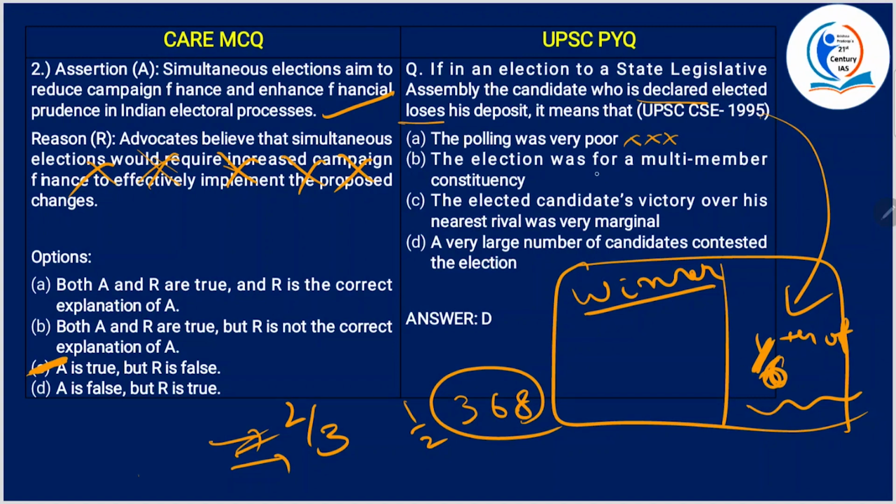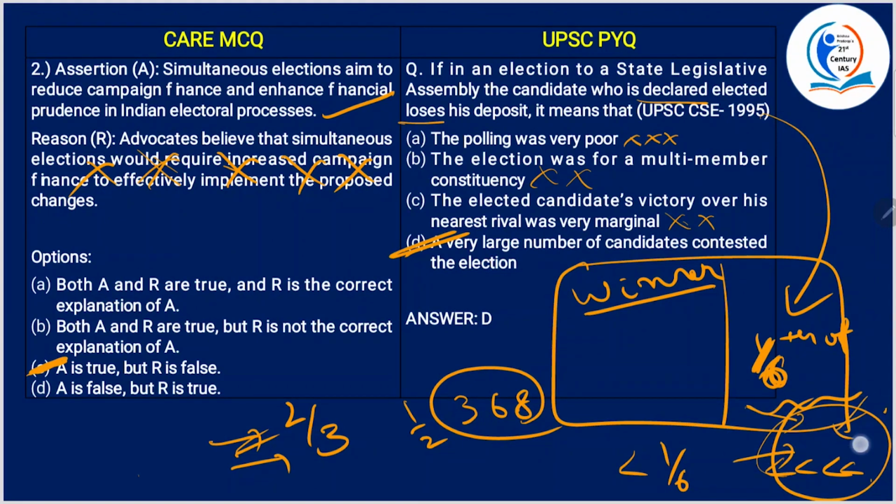The election was for a multi-member constituency? No. The elected candidate's victory over his nearest rival was very marginal? No, this is not right. A very large number of candidates contested the election. This is true because the winner itself is getting less than 1/6 of the total votes. The others would have got much less than 1/6. There will be many people contesting. That's why the votes got split among many people, and this fellow got less than 1/6. However, he is the highest, so he is declared as winner.